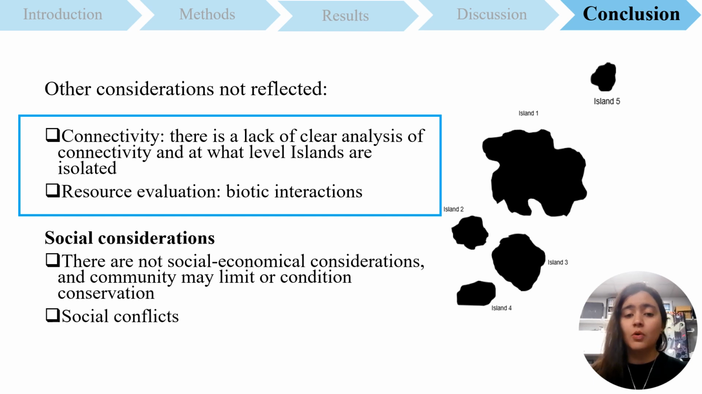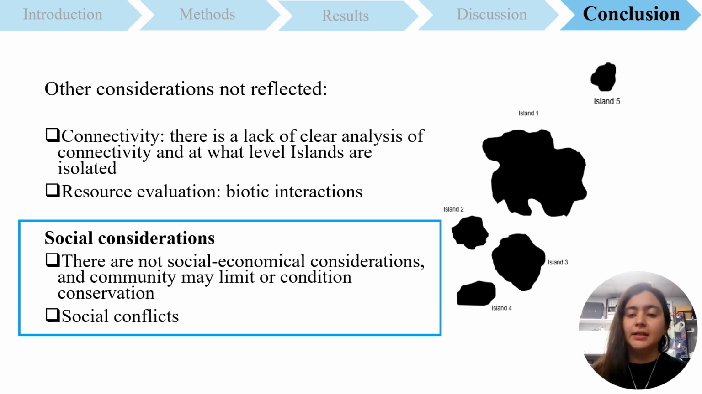However, it is important to consider that there were other factors that we didn't analyze here, and they could be as important as the indices and all the analysis that I did. For future implementations, there is a lack of clear analysis of connectivity and of what the actual isolation is within these islands. There is also a need for resource availability evaluation that could reflect biotic interactions such as competition.